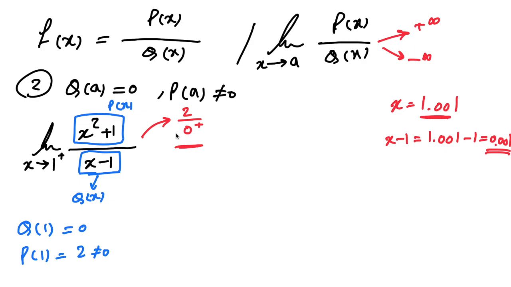0 positive here means the numerator approaches 2, but the denominator approaches 0. It's not going to be 0, it approaches 0 by positive values. So the numerator is positive, the denominator is positive, so the limit is going to be positive infinity. And that's how we can find which one it is, positive infinity or negative infinity. Okay, let's have another example.